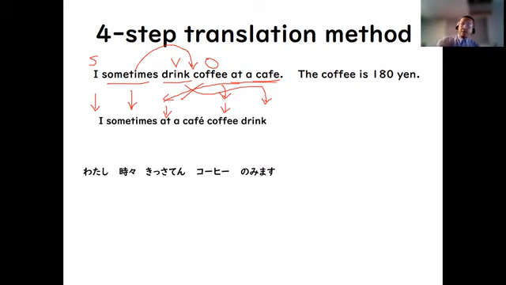Now step number 4, put in appropriate particles. Why do we do that? It's the subject of the sentence, who, I. So you have a wa. Tokidoki is the adverb. Adverbs are the only part of speech in Japanese where you pretty much do not need a particle. Okay, we'll talk about particles in a second.